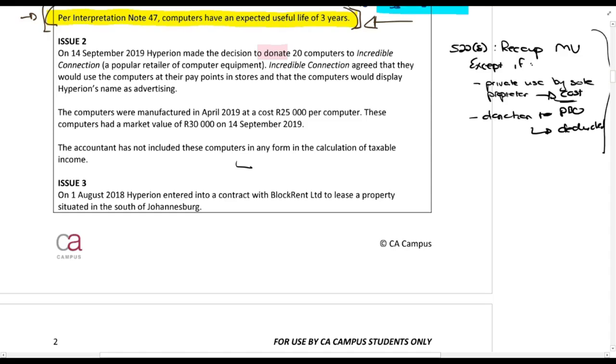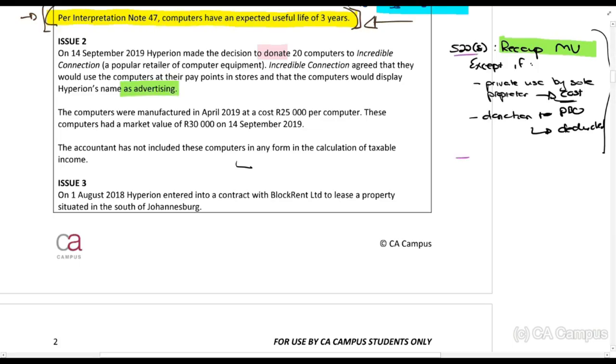Now in this case, this is a donation to Incredible Connection. It's not a donation to a public benefit organization, it's a retailer. So already we know that we're going to have to recoup market value. We just fall back to our theory. Incredible Connection agreed that they would use the computers at their pay points in the stores and that the computers would display Hyperion's name as advertising. Nice! So they're going to use this as advertising.